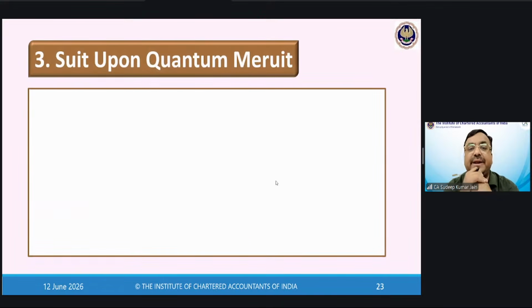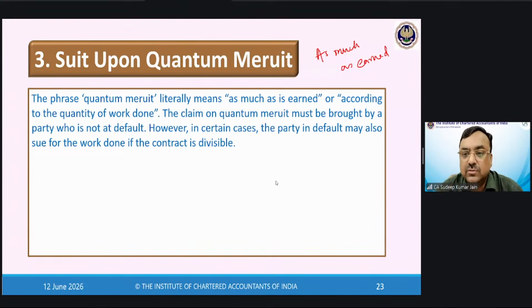Suit for quantum meruit. Quantum meruit means as much as earned. जितना मैंने काम कर लिया उतना पेमेंट कर दो मुझे. अगर आप कॉन्ट्रैक्ट तोड़ रहे हो तो जितना काम कर लिया उतना पेमेंट कर दो. The phrase quantum meruit literally means as much as earned. Please underline as much as earned. Or according to the quantity of work done.